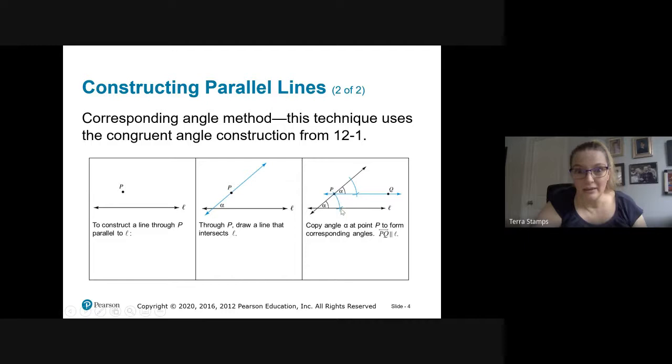We measure that width, make a little arc there, come up here, put the tip right there, make that exact same arc. So your compass needs to be the same from this arc to this arc, and it needs to be the same from here to here. What this is doing is constructing a congruent angle, and those two angles are corresponding angles. Remember that when you have parallel lines cut by a transversal, those corresponding angles are congruent. So we're working backwards from that. We're constructing the congruent angles, therefore forcing the lines formed to be parallel.